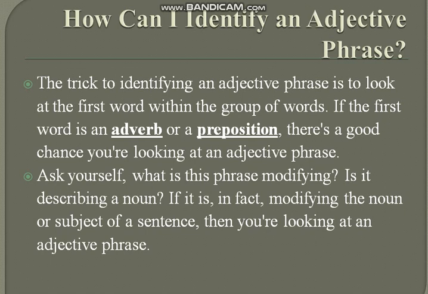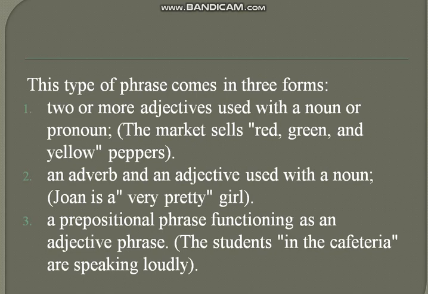What you have to do is look at the phrase, that is a group of words in that sentence, and look at the first word of that phrase. If the first word of the phrase is an adverb or a preposition, there is a good chance you are looking at an adjective phrase. So it means that it would be an adjective phrase. We have some other discussion, then it would be more clear to you.